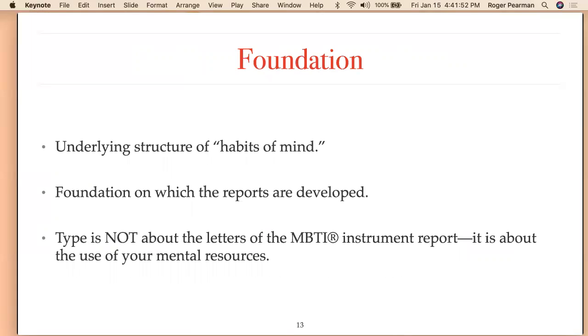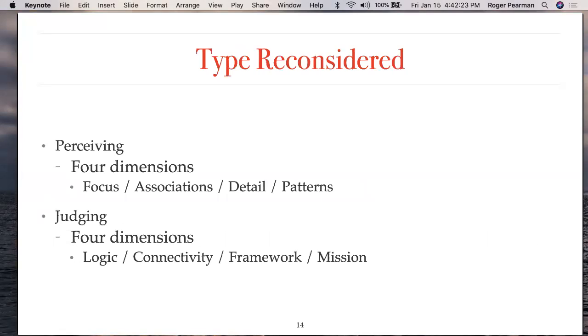The type model argues that there's an underlying structure of habits of mind. And in fact, the structure can be revealed in behavior. It's really not about a four-letter code per se, which we often get on instruments like the MBTI, but it's really about the use of mental resources. In fact, the Pearman Personality Integrator, which is a self-report tool, comes at the 8 functions from a self-report perspective.